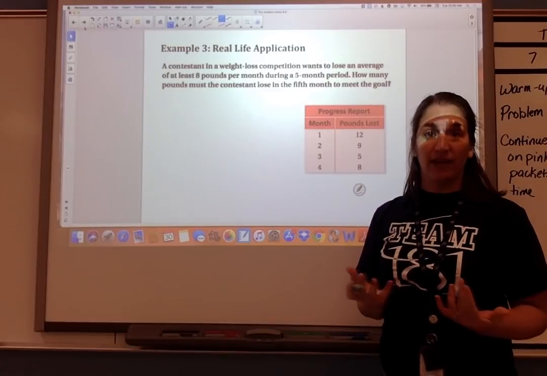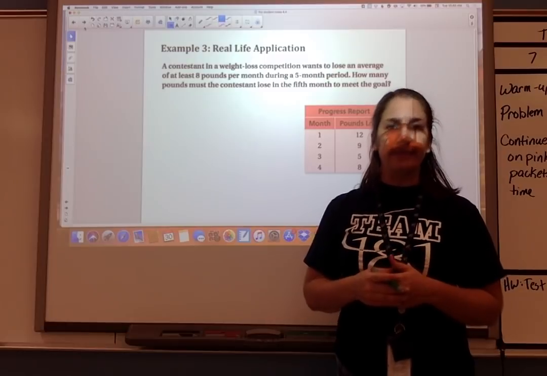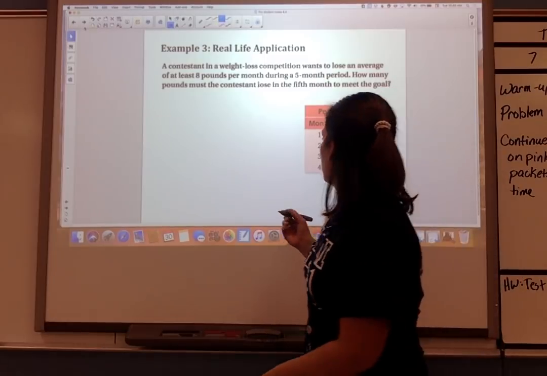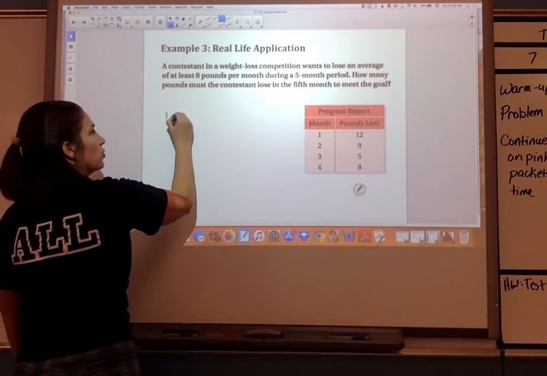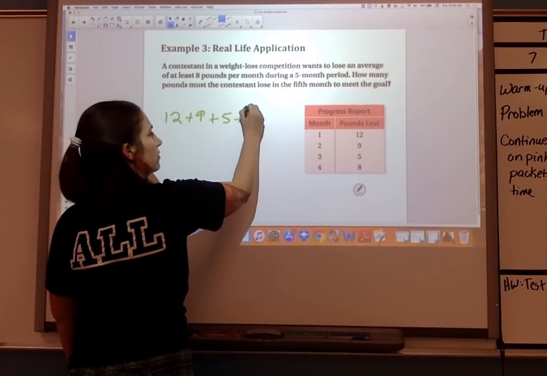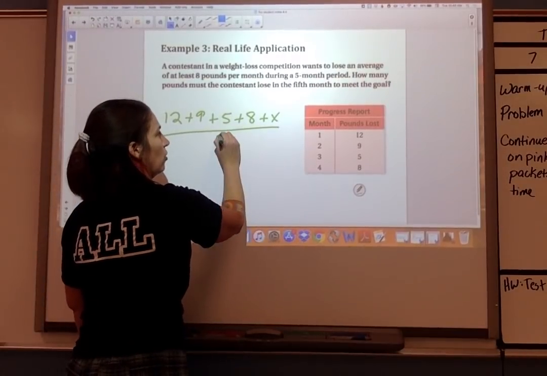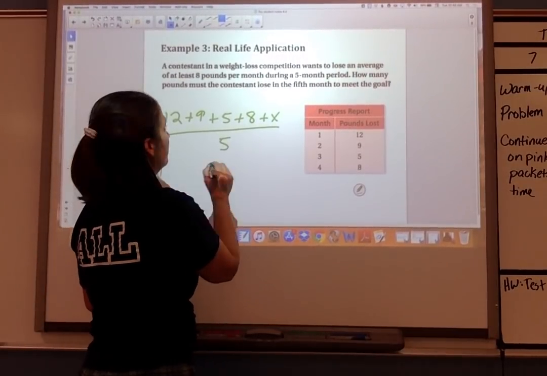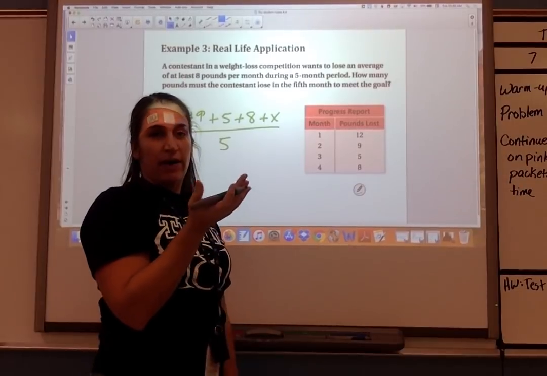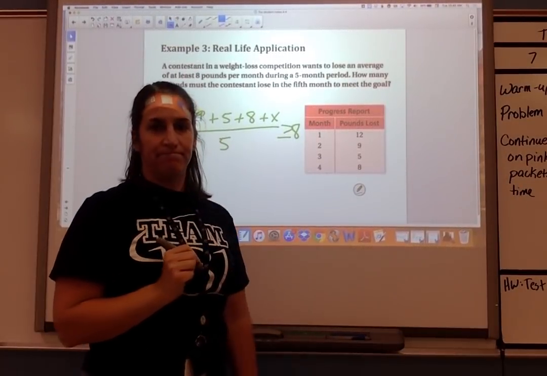So we're basically finding an average, right? And we want our average to be at least 8 pounds. So let's set this up as 12 plus 9 plus 5 plus 8 plus x, all divided by 5, is at least 8 pounds. So it's greater than or equal to 8.